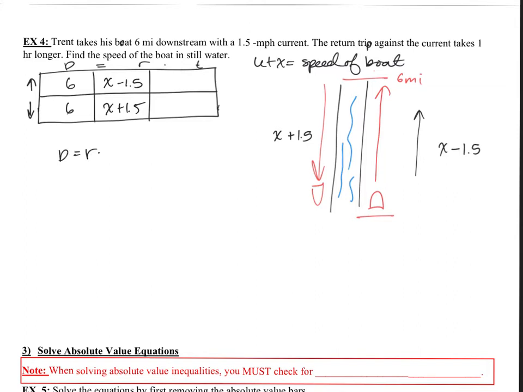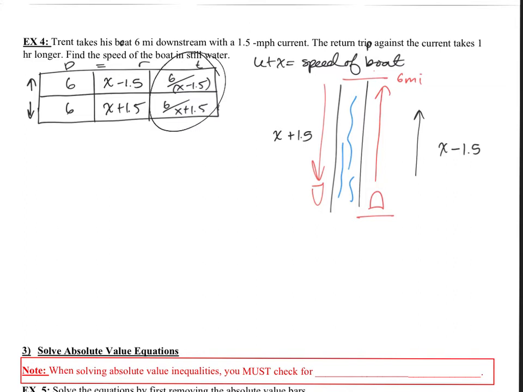So distance equals rate times time. Solving for time, let's divide both sides by rate. And we get the distance divided by rate is time. Let's do that. Distance divided by the rate. So 6 divided by x minus 1.5 is the time. And then for the other one, distance divided by rate, 6 divided by x plus 1.5. Now, we can use the last box filled in to write our equation.